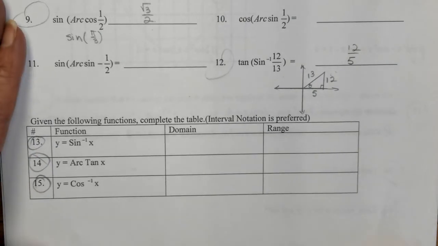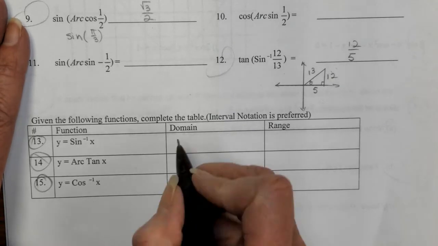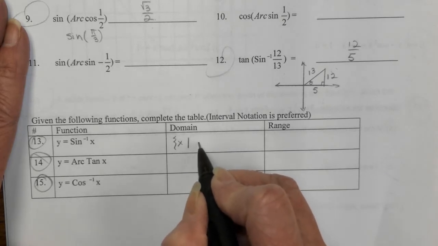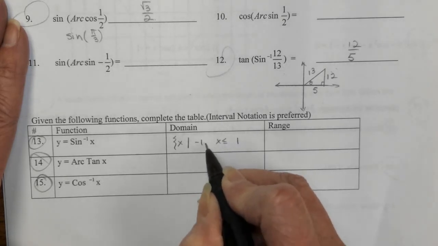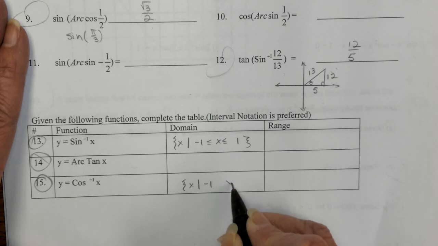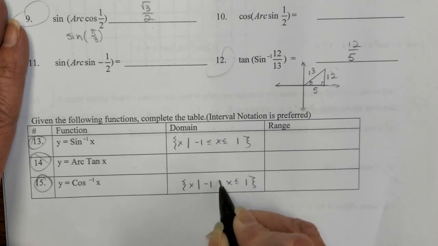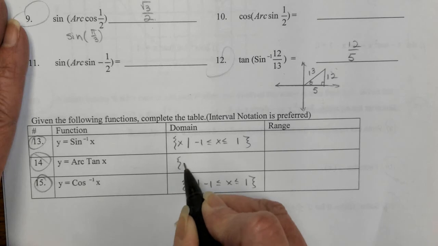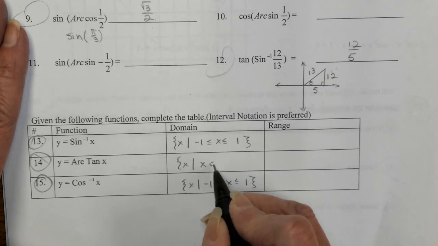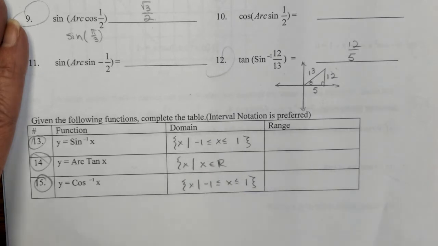Now this next part is just sheer memorization. It's just observing what we did on the graphs the very first day of this unit. The domain of arc sine, remember this is the inverse of sine, is negative 1 to 1. And it's the same for arc cosine. And then the domain for arc tangent is all real numbers. Because remember, the range for tangent is all real numbers. So, since the range for tangent is all real numbers, the domain for arc tan is all real numbers.